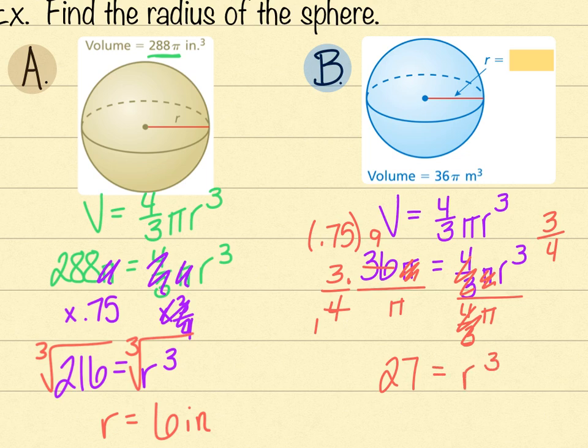And again, we're going to use that cube root button on our calculator. The cube root button will tell us what number times itself again gives us 27, and that number is going to be 3. So the radius of this circle is 3, and because we're talking about meters, our answer is going to be 3 meters.